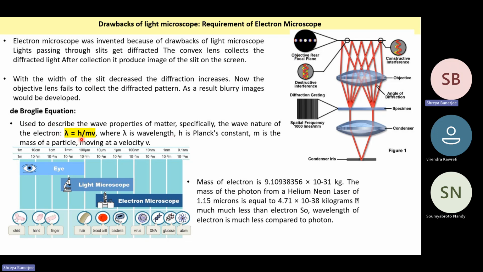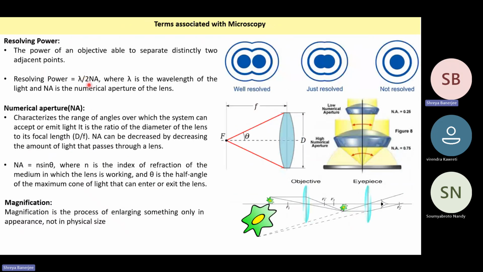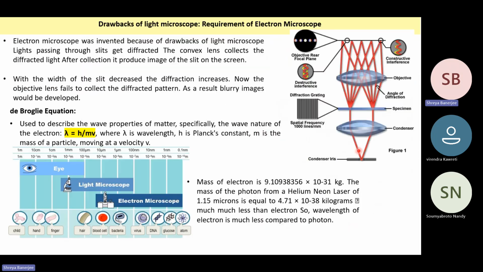Basically, if you put in the value of h, the mass of an electron, and the velocity of an electron, then you will see that the wavelength of an electron is much smaller than the wavelength of light. And so there will be no diffraction in the case of an electron, and you will be able to get a sharp image. Also, because the wavelength of an electron is much smaller, the resolution is much better. The resolution we saw is lambda by 2 NA. So a smaller wavelength will give higher resolution.